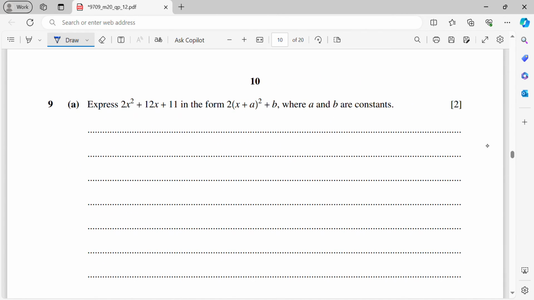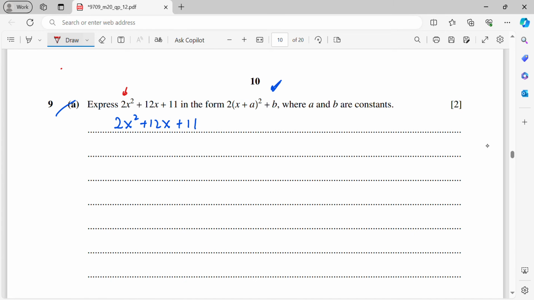Okay, next question, 9a. Express this in the form where a and b are constants. So to get this form, basically that is the completing the square method. So I will write 2x squared plus 12x plus 11. For completing the square method, make sure the coefficient for x squared is plus 1. And now you are given positive 2.